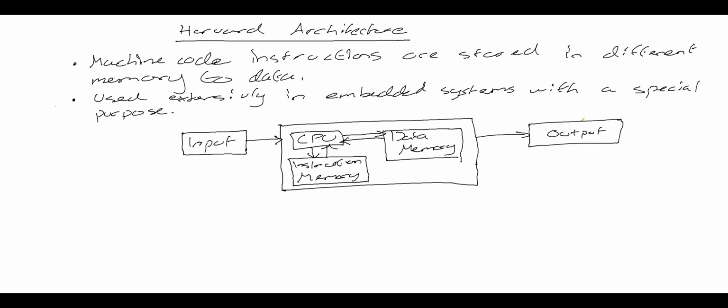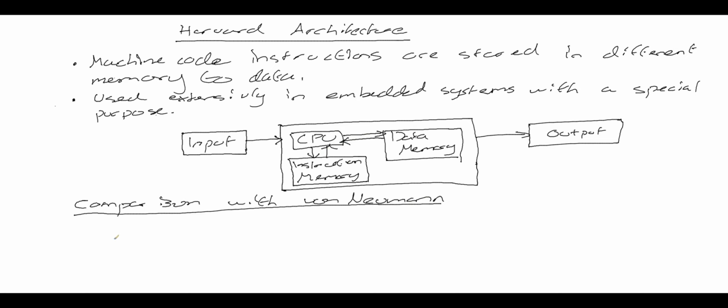Okay, so at the simplest level, this is Harvard architecture. We've got some input to the computer, we've got the CPU, and then we've got our data, the memory where our data is stored, separated from our memory where the instructions are stored. And notice that there are different buses being used by the CPU to access the data and access the instructions.